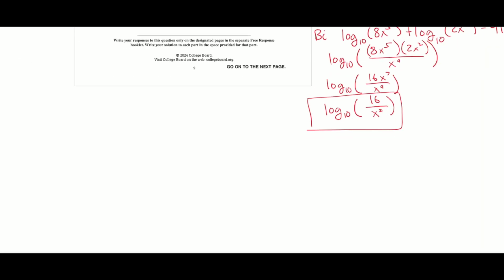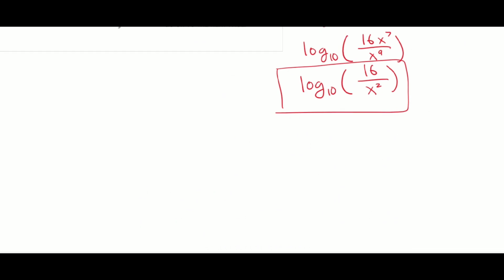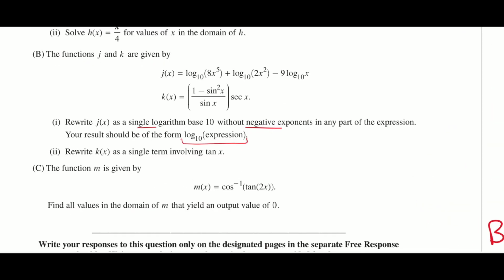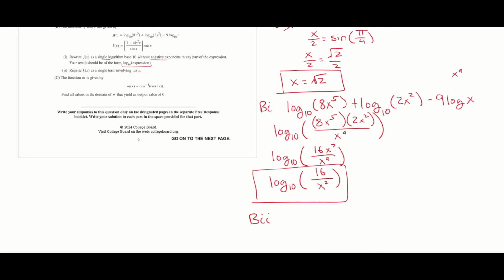Okay, let's go to B part 2. This is the trig identity problem, so rewrite k of x involving only tangent of x. Let's write it over here: 1 minus sine squared x over sine x secant x.